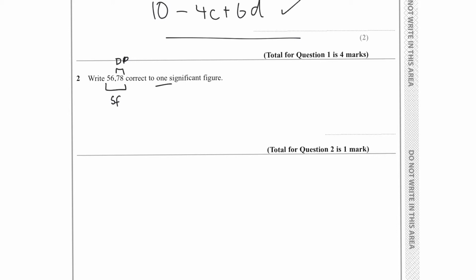So we've got 56.78. Well, the only number that I can think of that would be correct to one significant figure would be 60. Because in the case of 60, the only number that's not zero is the 6, and then you've got 0 on the end. So 60.